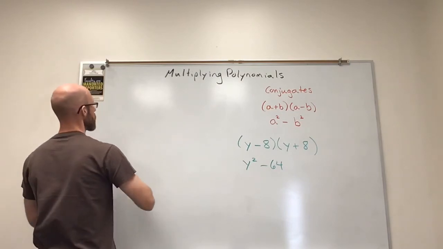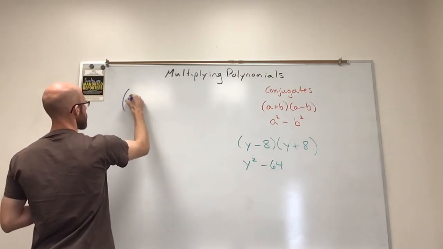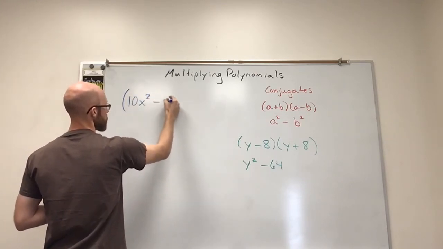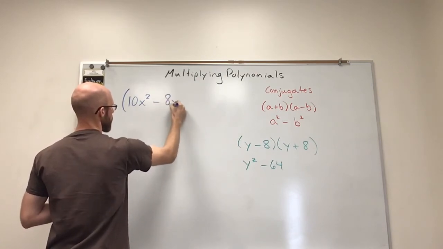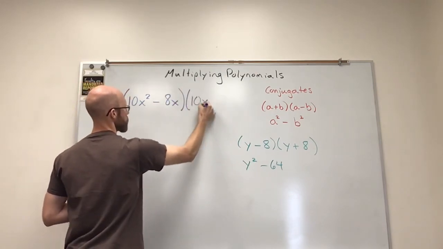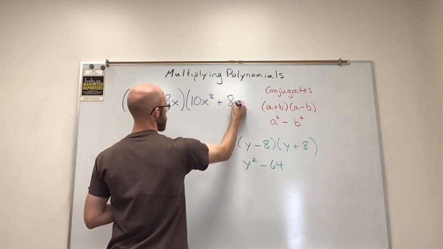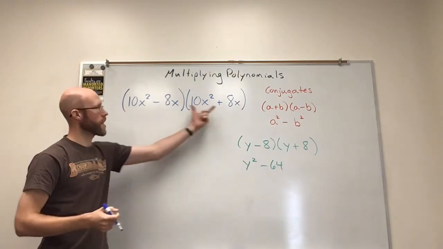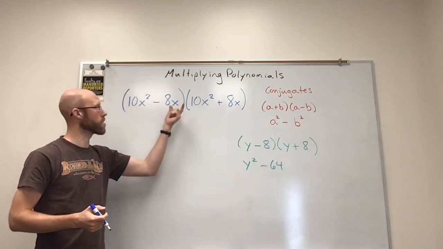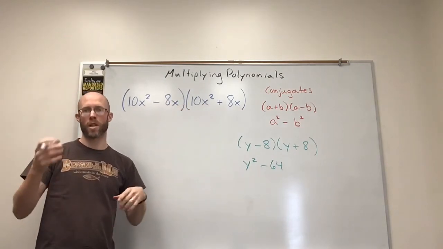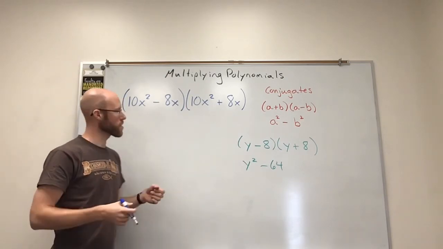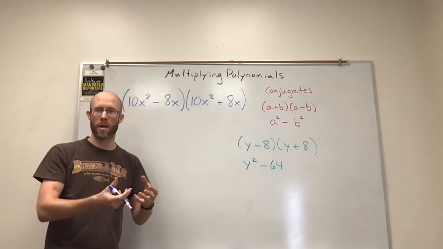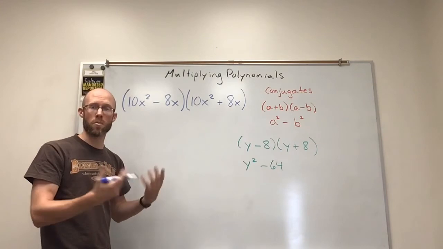And of course we can do this with more complicated binomials. Let's do something like 10x squared minus 8x times 10x squared plus 8x. Okay, so these are definitely a little bit more complicated, but again, they're just conjugates, right? I've got the 10x squared in both, and I've got the 8x in both, but one's got the plus, one's got the minus, so they're conjugates. Again, to find their product, rather than doing all the distributing and adding your powers and then combining like terms, we can just simply square each term and put a minus between it.